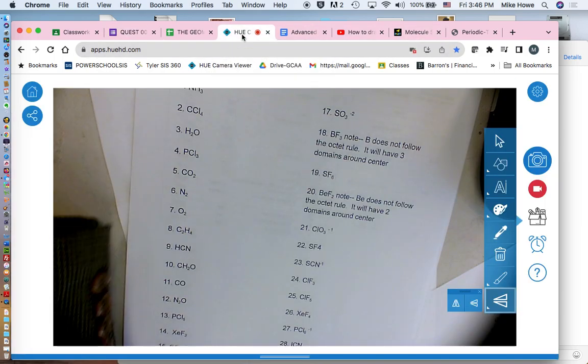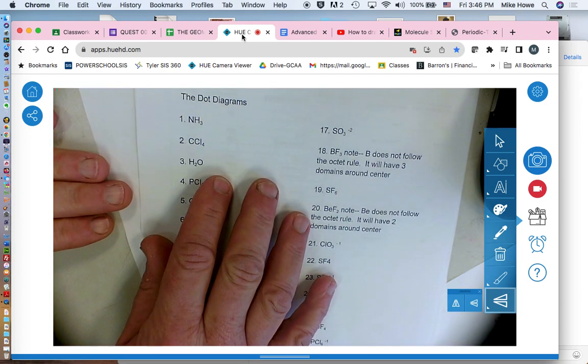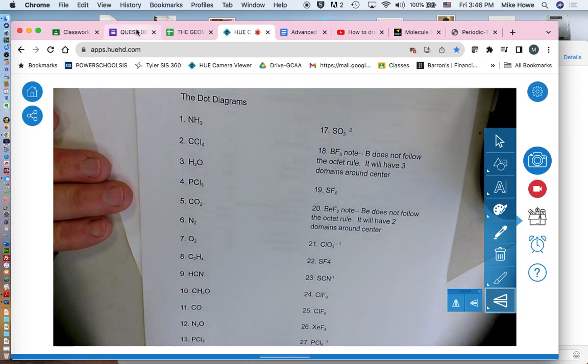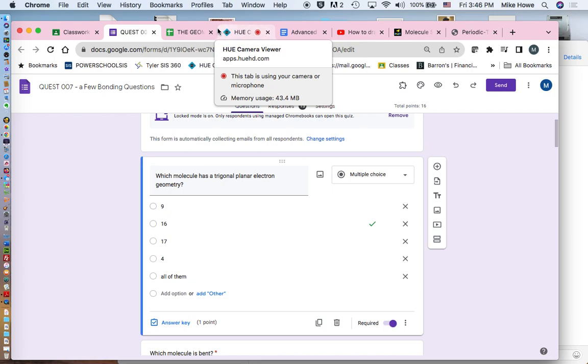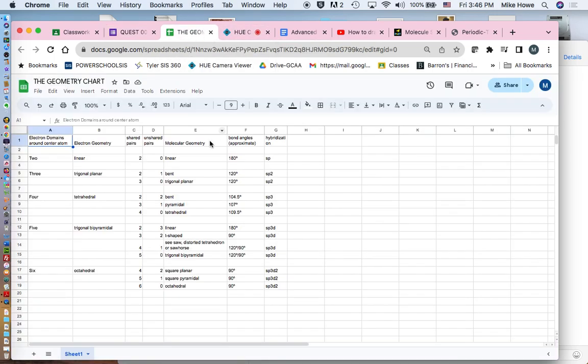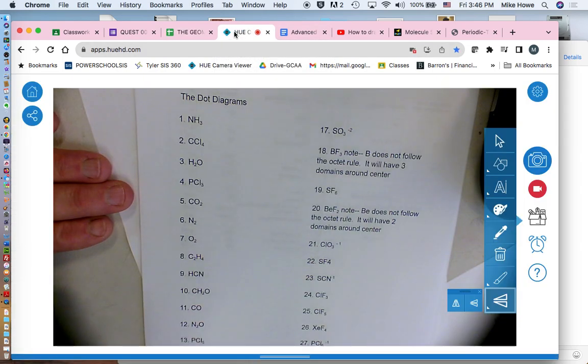So question number one asks us to pick from this list of dot diagrams which one has a trigonal planar electron geometry. Now, a trigonal planar electron geometry is different than a trigonal planar molecular geometry. If you look at this chart, you can have a trigonal planar electron geometry and have a bent molecular geometry. So we're looking for the electron geometry column. So let's take a look at some of our choices.